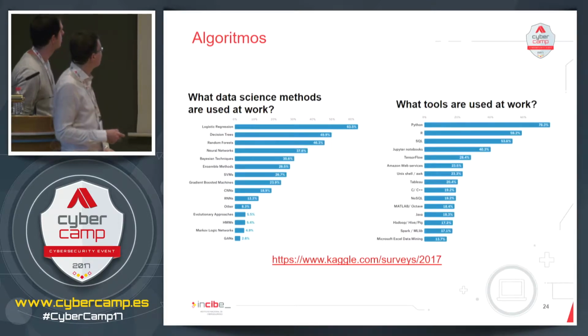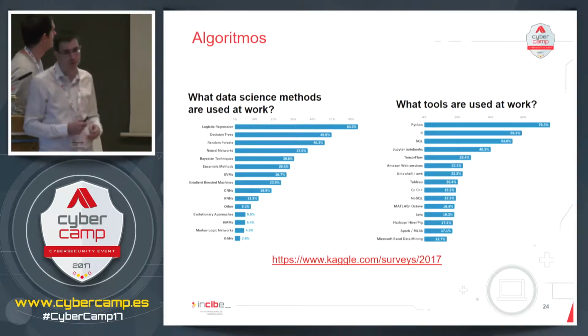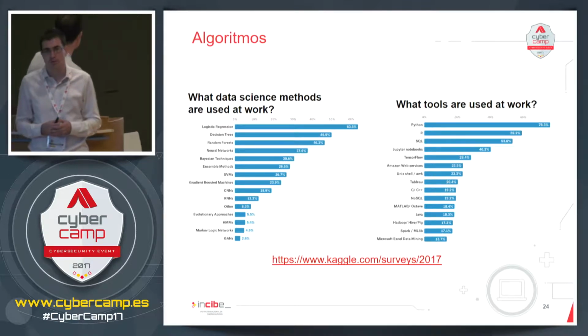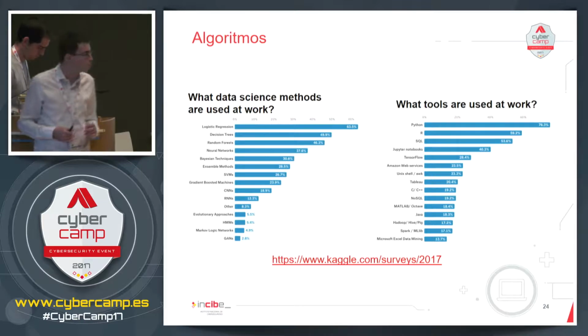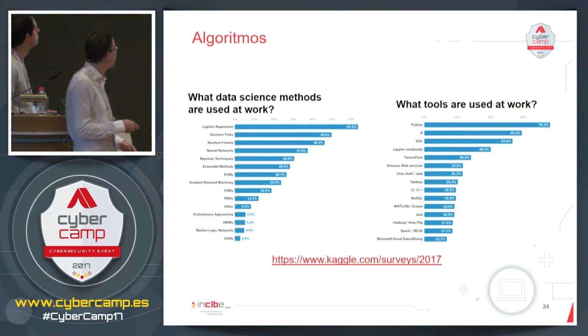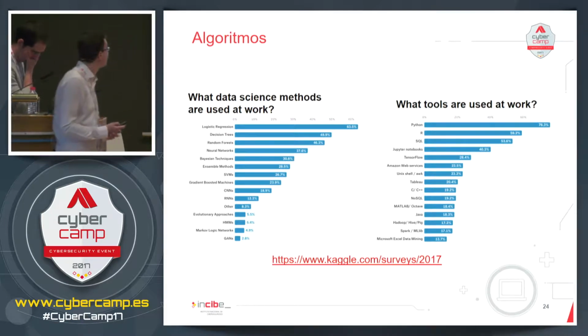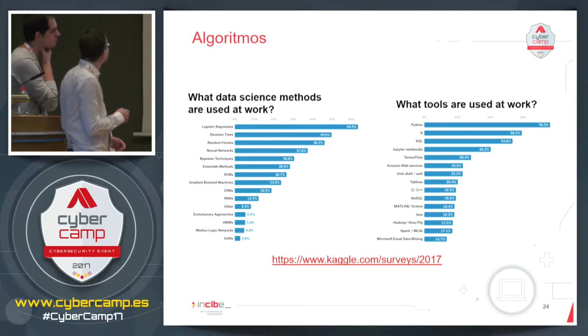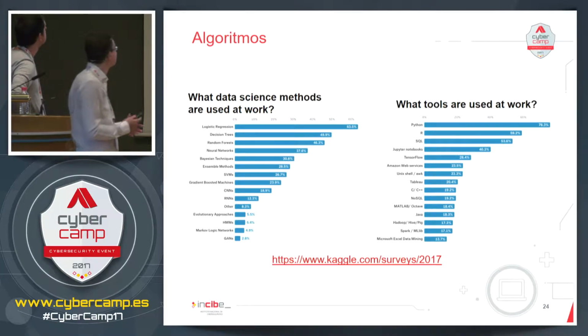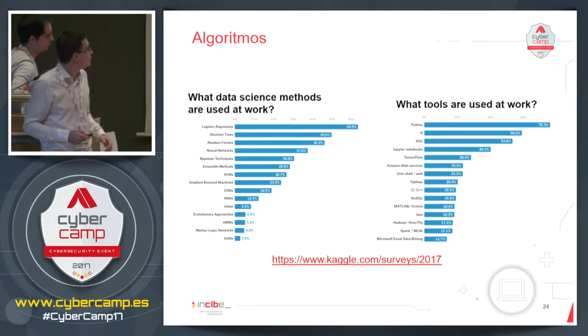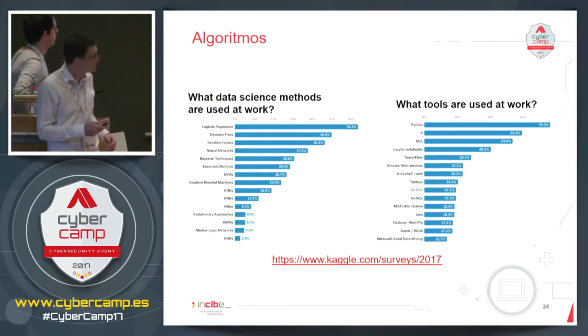So what we've done is search in Kaggle for a page where different machine learning competitions are carried out. And here they've carried out a survey where many questions are asked. Here there are just 2. The first question is, what data science methods are used at work for those that use Kaggle, and what tools are used at work? And if we look, the ones that are most used are up there on the screen. You've got logistic regression, decision trees, random forest, neural networks.